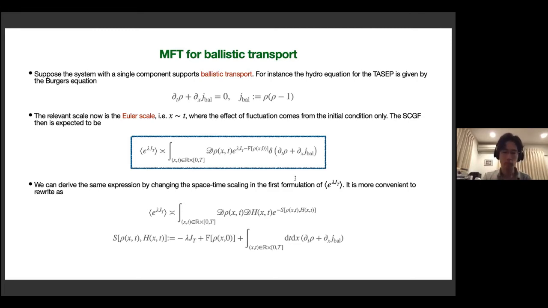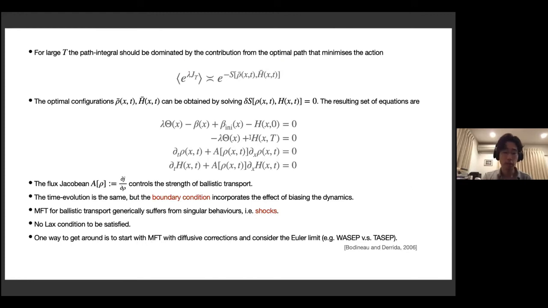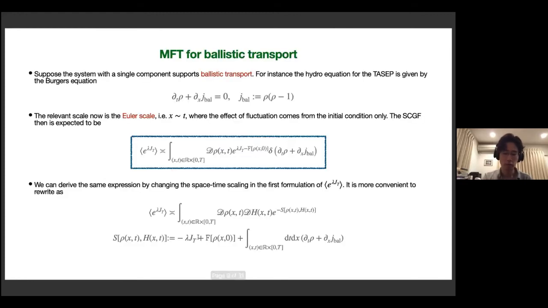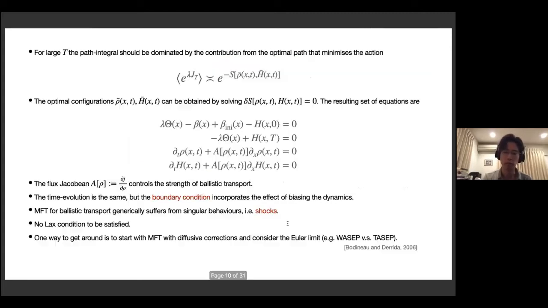Okay, and it's easy to see that this action is going to scale linearly in T for large T. So if you take the large T limit in this path integral, the most dominant contribution is, of course, coming from the saddle point of the MFT action. So now the problem is down to an optimization problem, like in the diffusive case.